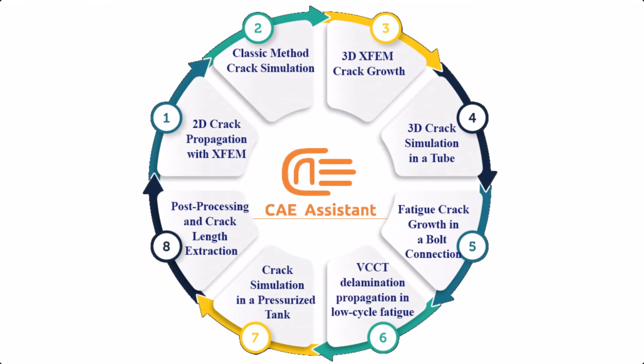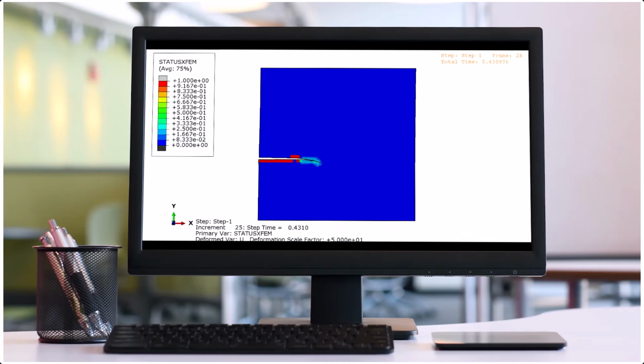But you might be wondering what we do in the workshops. As we've said, we have 8 workshops. In video format, we've explained the modeling steps for each workshop in Abaqus step by step. In Workshop 1, we modeled crack growth in a 2D steel plate using XFEM. The crack growth pattern is shown in the figure.